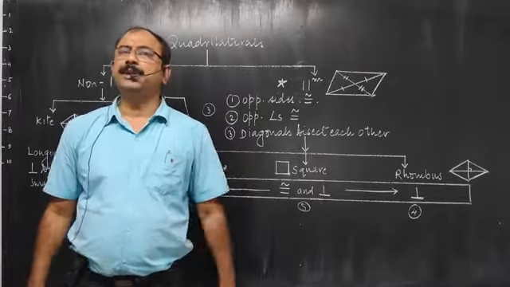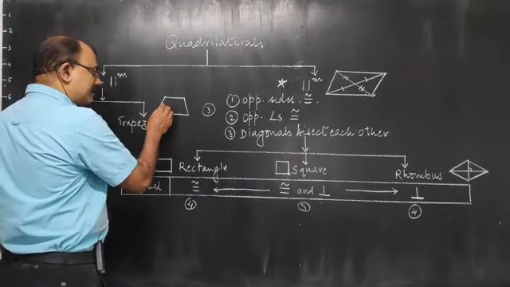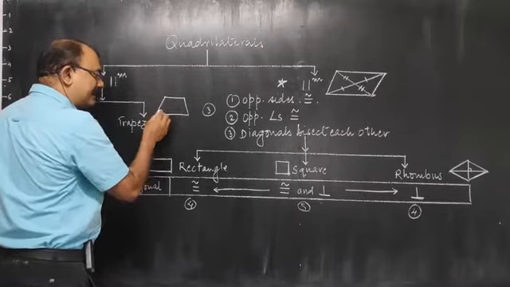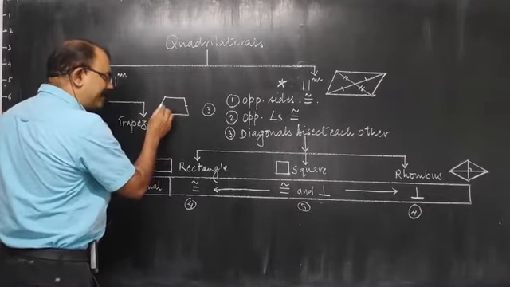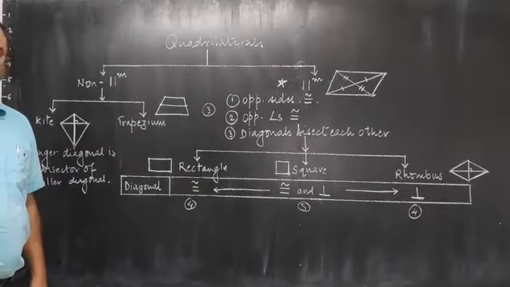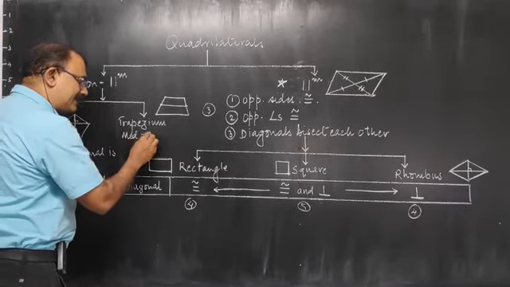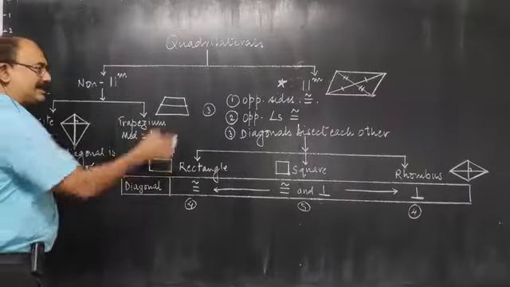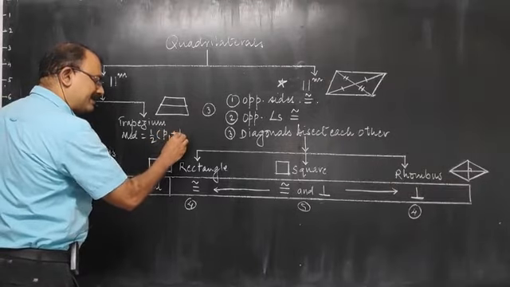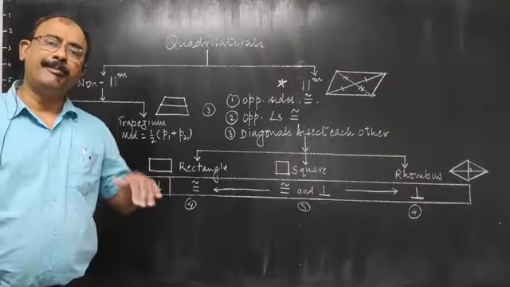Now, one extra property of the trapezium, I will just quote. These two are parallel sides. These two are non-parallel sides. The segment joining the midpoints of non-parallel sides is called the median, and the median is equal to half the sum of the parallel sides. So P1 plus P2. This is the extra property that we are going to study in detail in the 9th standard.